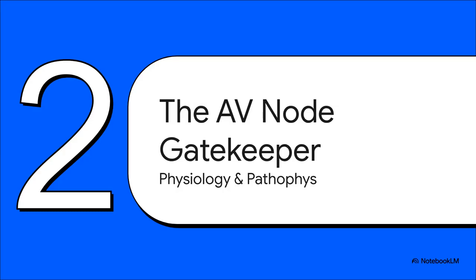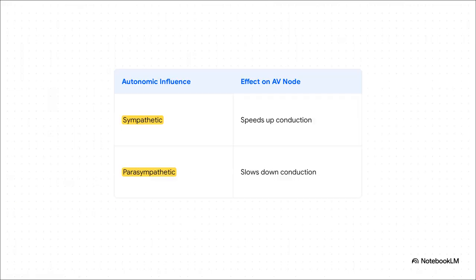Okay, so let's zoom in a little bit on this gatekeeper. How does it work? And maybe more importantly, what makes it fail? Because if we understand the why behind the block, everything else makes a whole lot more sense. The AV node isn't just on autopilot. It's constantly being adjusted by our autonomic nervous system. Your sympathetic system, think fight or flight, is like the gas pedal. It speeds up conduction when you need it. And then there's the parasympathetic, or vagal system. That's the brake, slowing things down when you're resting.